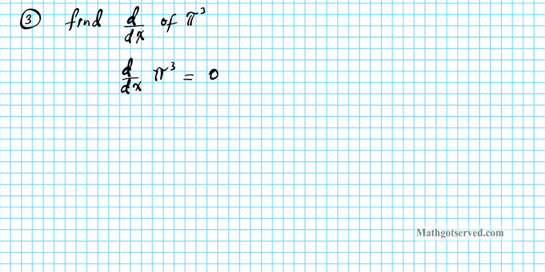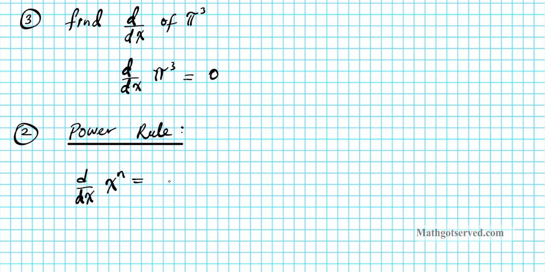Okay, let's shift to our second set of rules. Rule number 2 is going to be the power rule. Okay, the power rule. All right, so for the power rule, this is the formula for the power rule right here. The derivative of a power, x to the n, is given by n times x to the n minus 1.